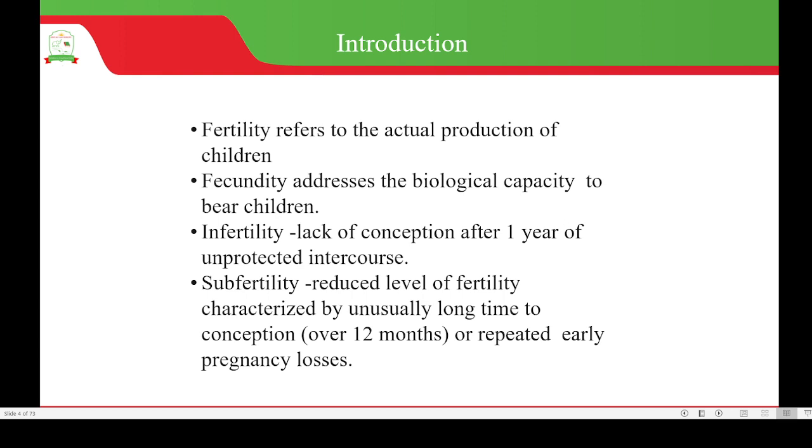Let's look at some important terms that we are going to encounter in this lecture. Fertility. This refers to the actual production of children. Fecundity addresses the biological capacity to bear children. Infertility is the lack of conception after 1 year of unprotected intercourse. And subfertility refers to reduced level of fertility characterized by unusually long time to conception, over 12 months, or repeated early pregnancy losses.